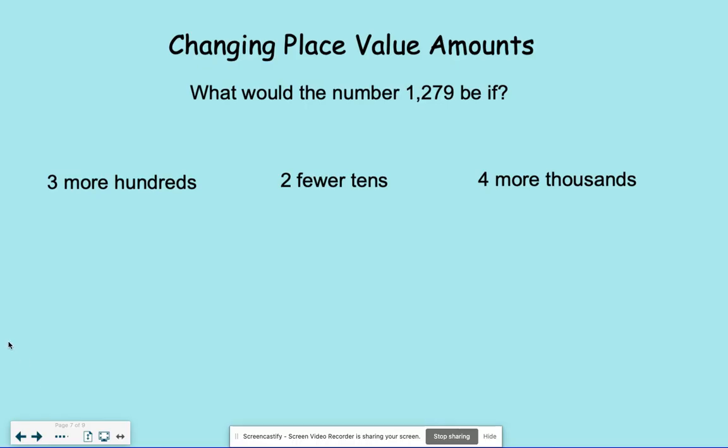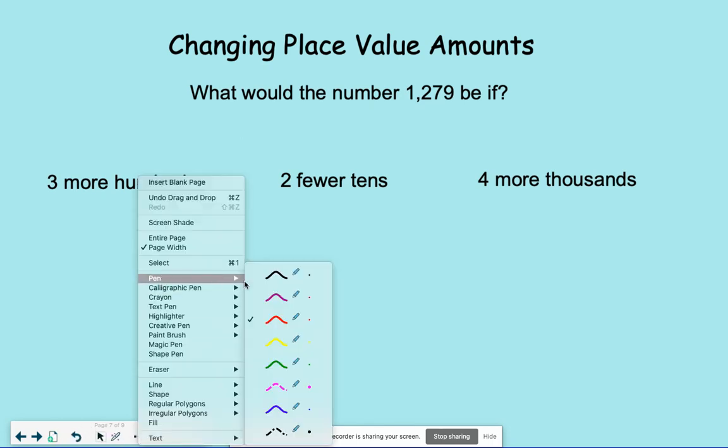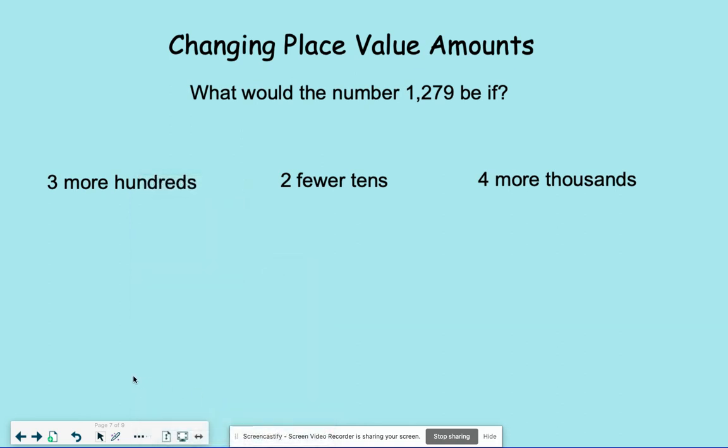All right, this is our last concept that we're going to talk about today. This one can be a tricky one. I'm going to get a pen so that you can see some of this information. All right, our first part: changing place value amounts. What would the number 1,279 be if we change these different things?